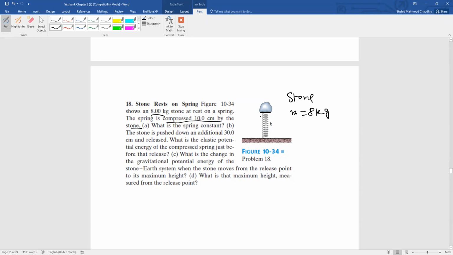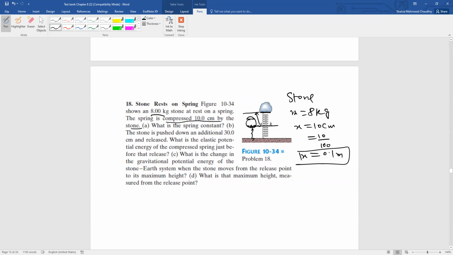Surely when the stone is here, the spring will be compressed. So the spring will be like this, and here there is the stone. How much is it compressed? It is compressed by 10 centimeter. So x is equal to 10 centimeter. So this is equal to 10 over 100, which is 0.1 meter. This is the x value.